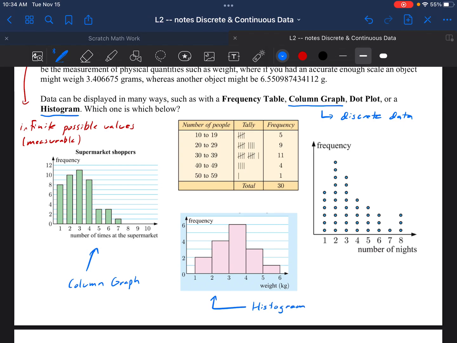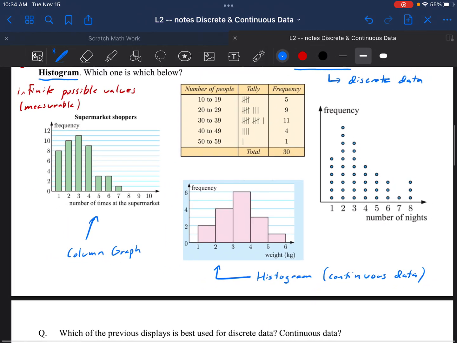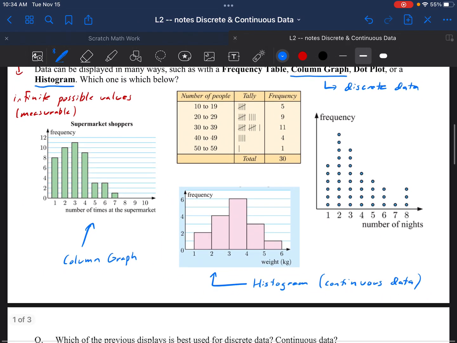Histogram. Okay, so that we use for, again, I can't write, guys, it's messy, sorry. We use for continuous data. All right, and hopefully we can see, right?